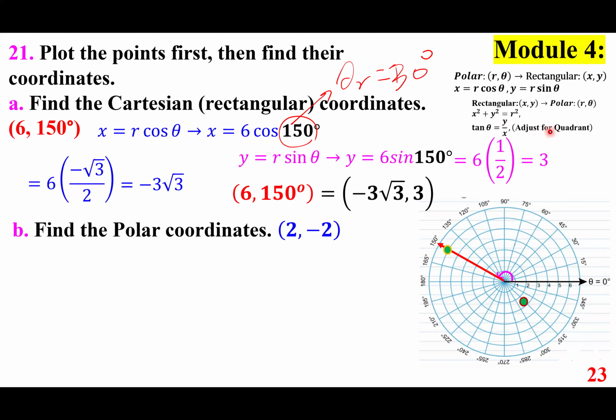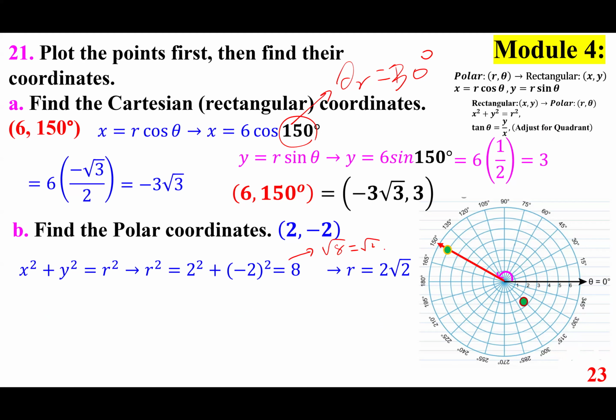So the very first thing we have to do, x squared plus y squared, that means 2 squared plus negative 2 quantity squared, and as you can see, it's 4 and 4 is 8, and r is the square root of 8, which is the square root of 4 times 2. 4 comes out as 2, and 2 remains. And tan theta is y over x. So it's negative 2 over 2, which results in negative pi over 4.